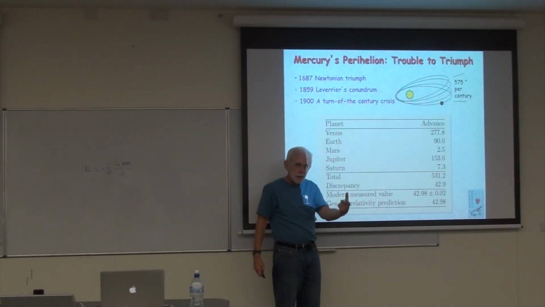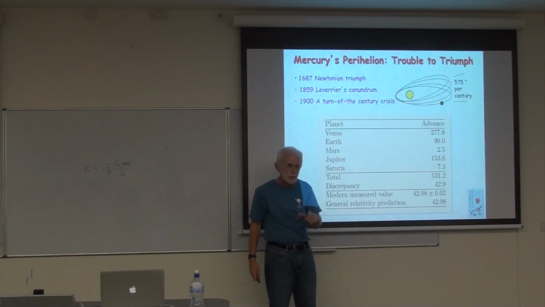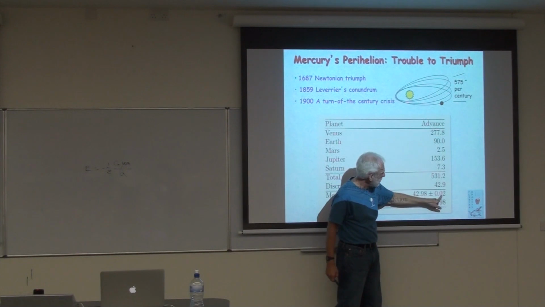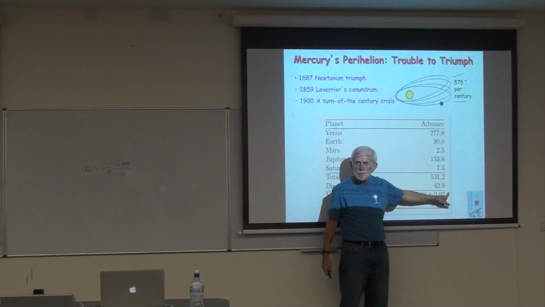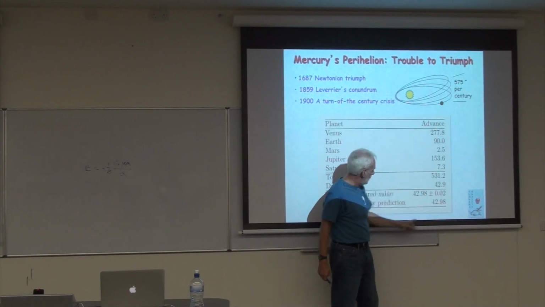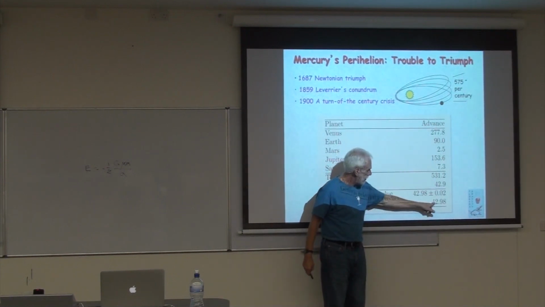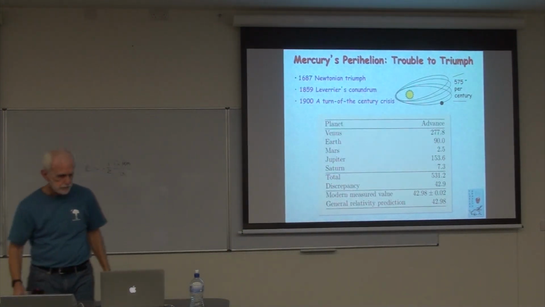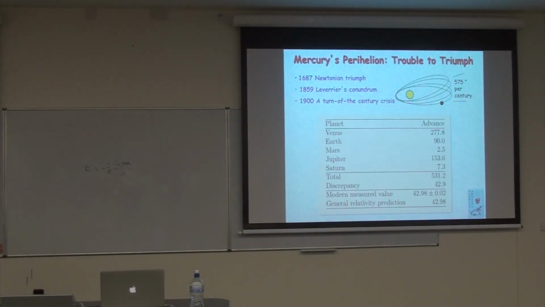And so the value you need to explain with your favorite theory of gravity is 42.98 arc seconds per century, and this error is now 0.001. It's about 2 parts in 10 to the 5. It's the observational result, and then the accurate prediction of general relativity agrees with the observations precisely. So it continues to be a triumph for general relativity.